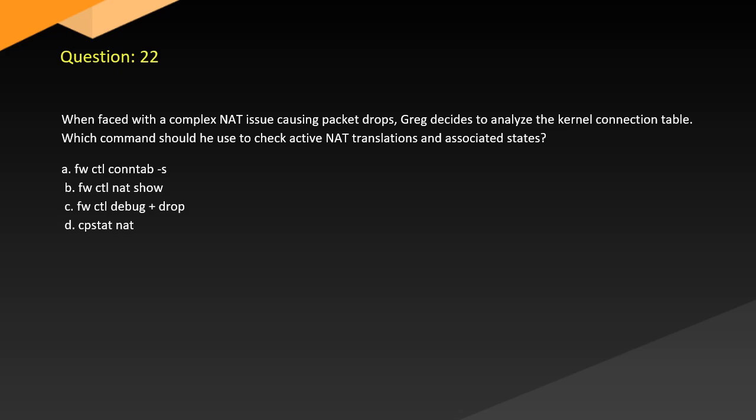Question 22. When faced with a complex NAT issue causing packet drops, Greg decides to analyze the kernel connection table. Which command should he use to check active NAT translations and associated states? A. fw ctl conntab. B. fw tab. C. fw ctl debug plus drop. D. cp_stat nat.